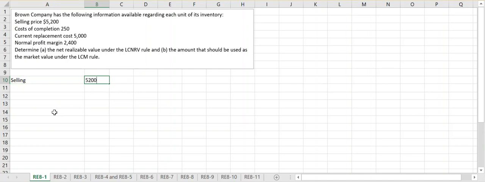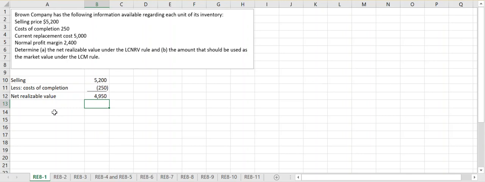They tell us our selling price is $5,200. And we're going to subtract away from that the cost of completion. And the cost of completion, they told us, was $250. And that gets us our net realizable value, or in this case, $4,950. So under this ruling, the $4,950 would be used as the market value in order to apply the lower of cost or market rule.